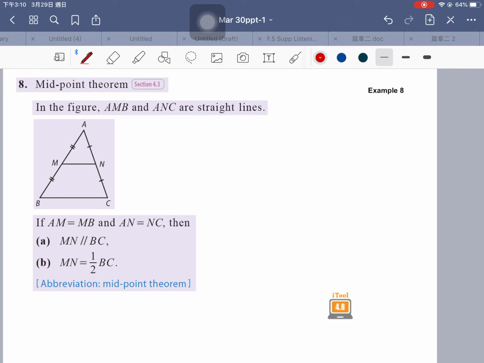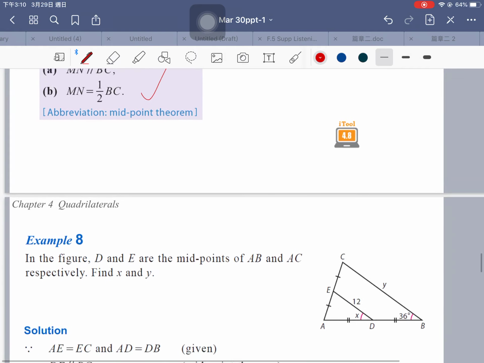We have another one, the midpoint theorem. You know that midpoints, you have to emphasize midpoints. And then this is the midpoint theorem. The conclusion is these two lines are parallel to each other, and half of the longer side is equal to the length of the shorter side. Okay, this is the midpoint theorem.